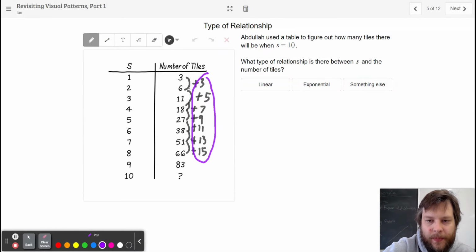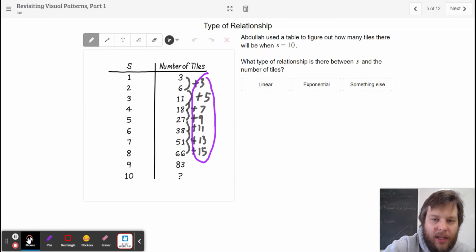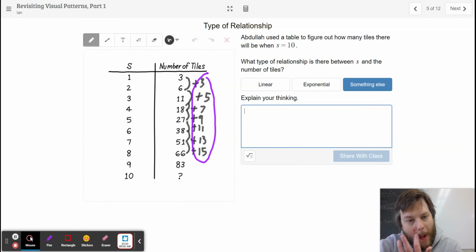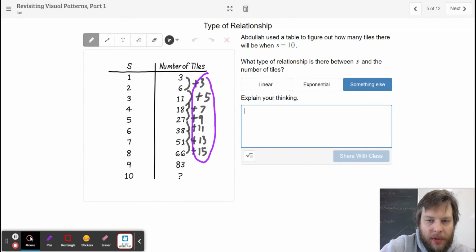Right there. Okay. Now, that doesn't mean that the pattern relating s and the number of tiles is linear. It just means the rate of change is linear. What kind of relationship is there? It's called a quadratic one. It's not linear because it's not going plus the same number every time, and it's not exponential because it's not going times the same number every time.